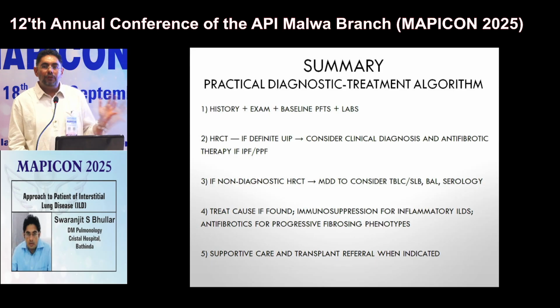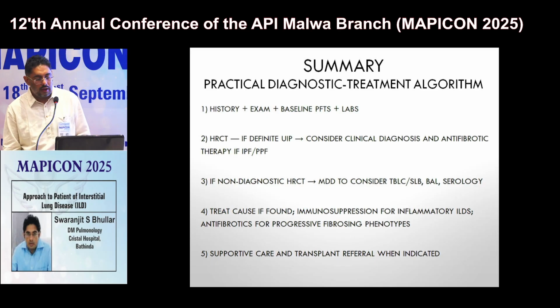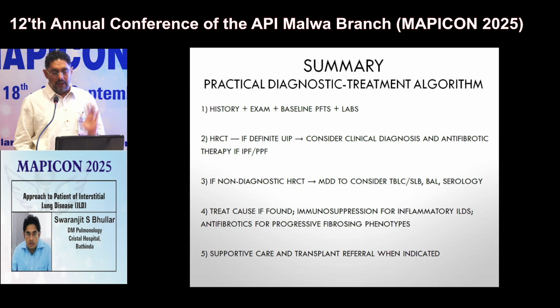Treat the cause if found. If there is a particular drug or some exposure, like to cats or birds, then you need to eliminate that allergen. Immunosuppression for inflammatory ILDs, antifibrotics for progressive fibrosing phenotypes, and supportive care and transplant referral whenever indicated.